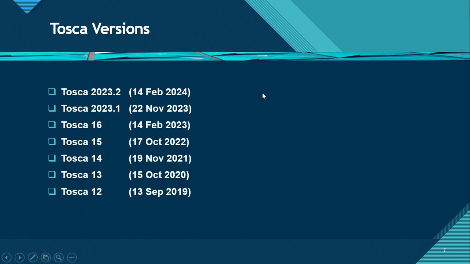So I'm just giving a couple of versions here: Tosca 12th version, 13A, 14, 15, 16, and 2023.1, 2023.2. So the release dates of these versions as well. If you are planning to keep experience on Tricentis Tosca, probably you may go with either the 14th version or the 15th version. This will give you around 3 to 4 years of experience. So you can keep around 3 years of experience on Tricentis Tosca 14 or the 15th version.